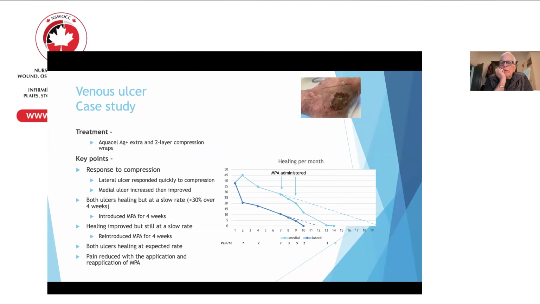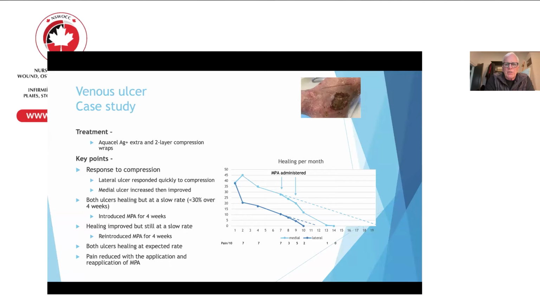And so what happened with this patient? So we got her into a dressing that provides some antimicrobial and anti-biofilm activity and a standard 2-layer compression wrap. And with that, you'll see the key points there. So the lighter colored bar is the medial ulcer, the darker one is the lateral ulcer. You see the lateral ulcer started to improve once we got her into good compression. The medial one increased a little bit and then started to improve.